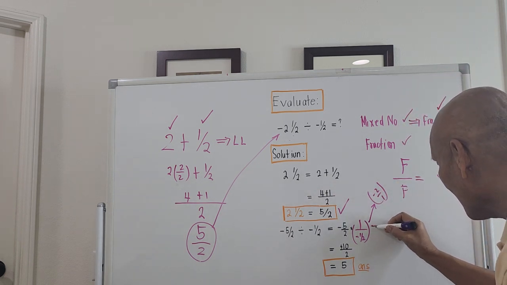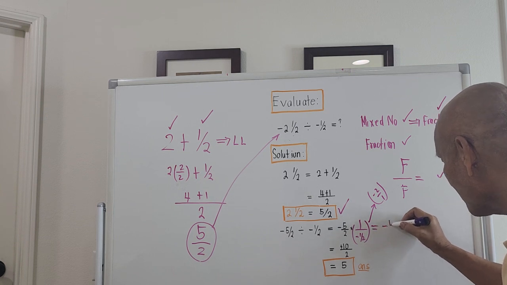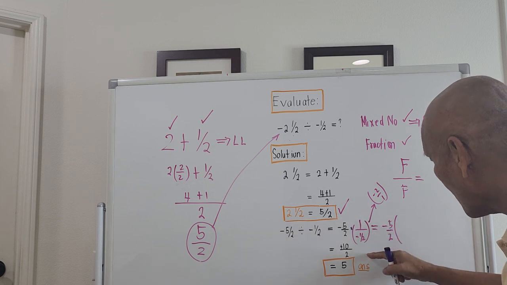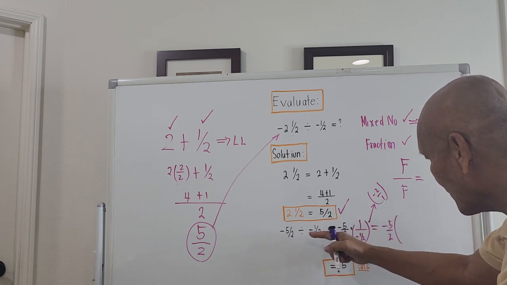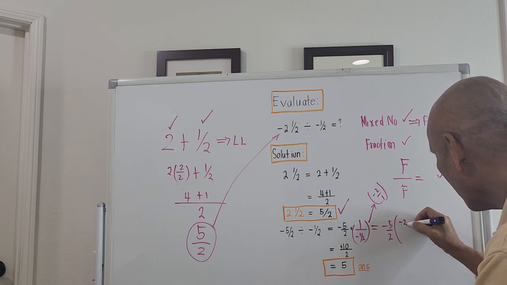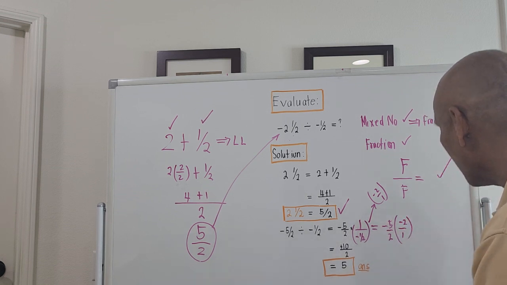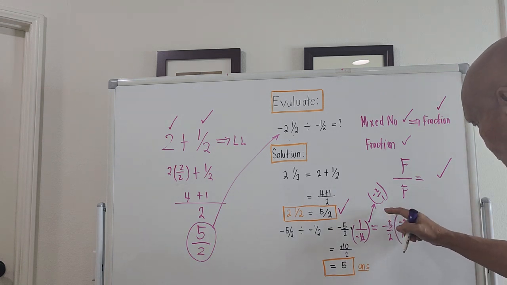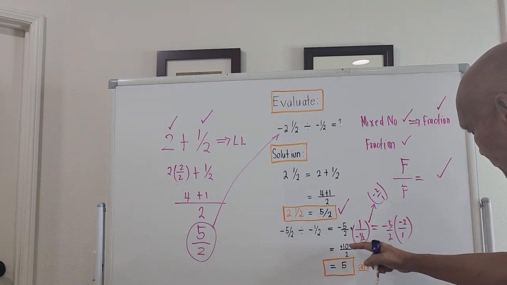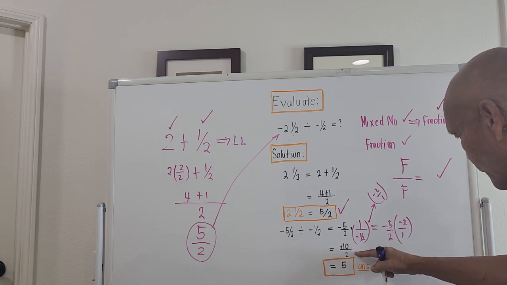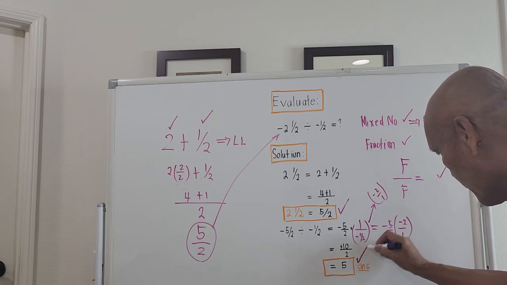So this is equal to negative 5 halves, and after taking the reciprocal to change the operation from division to multiplication, this becomes minus 2 over 1. A minus 5 times a minus 2 will be plus 10, and 2 times 1 will be 2. Plus 10 over 2 will be equal to 5. So that will be our final answer.